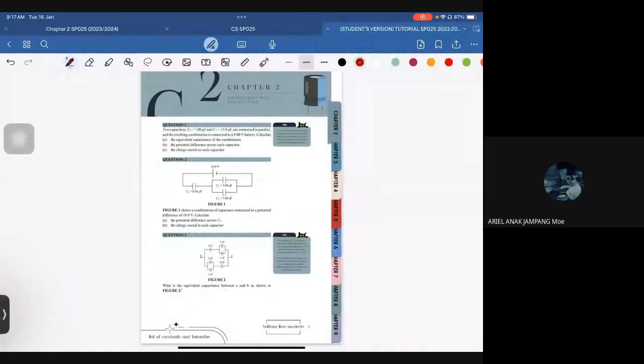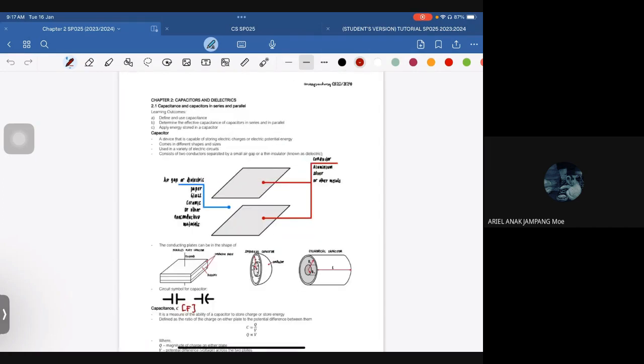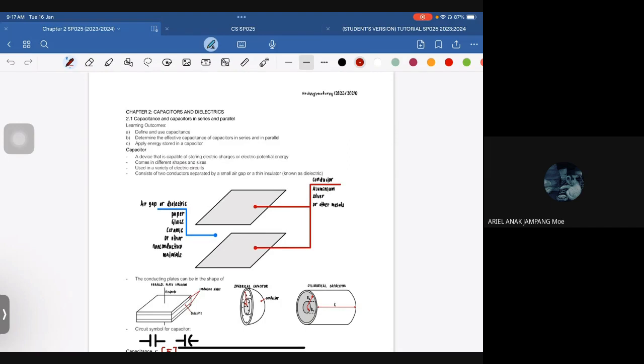Right, so first hour kan kelas ni. So we'll discuss 2.1 and 2.2 dulu lah. Okay, tapi for tutorial half of 2.2. Tidak semua lah. Okay, so for the first subtopic, it is on capacitance and capacitors in series and parallel lah.